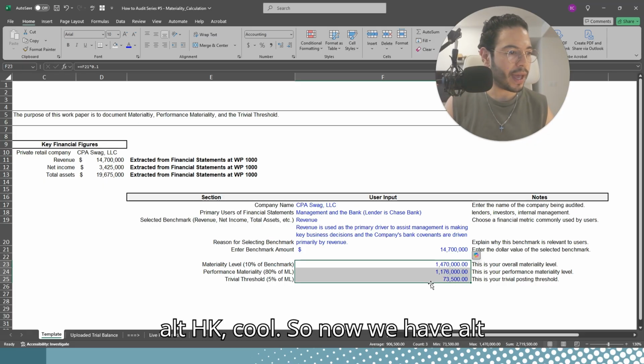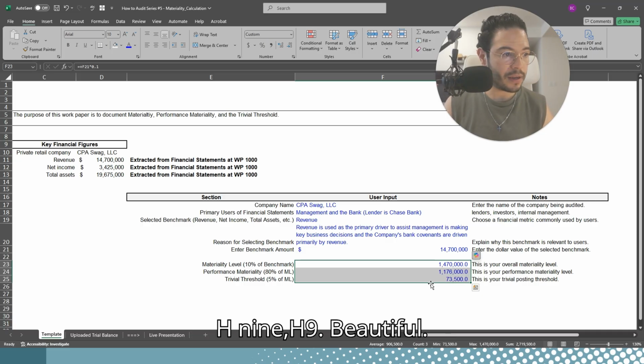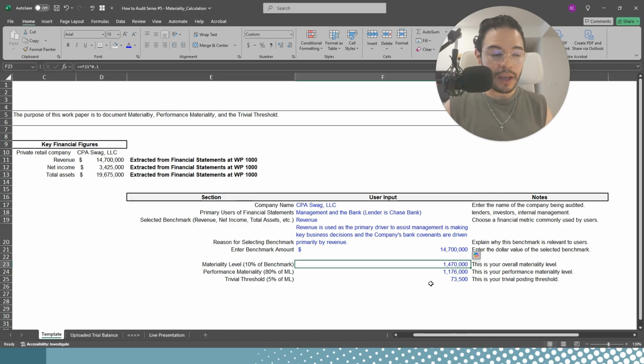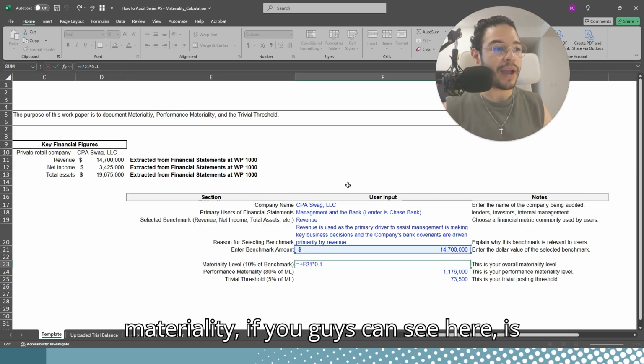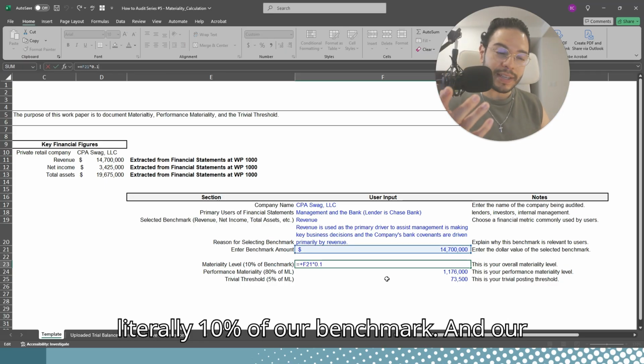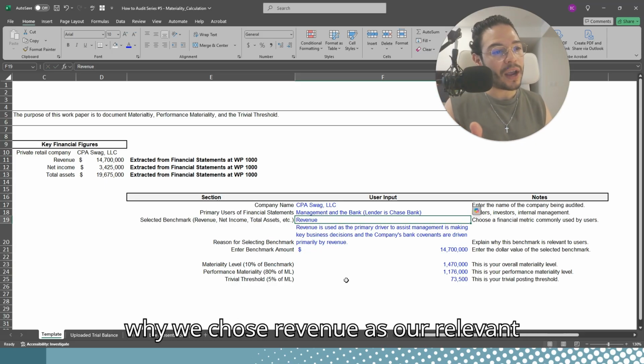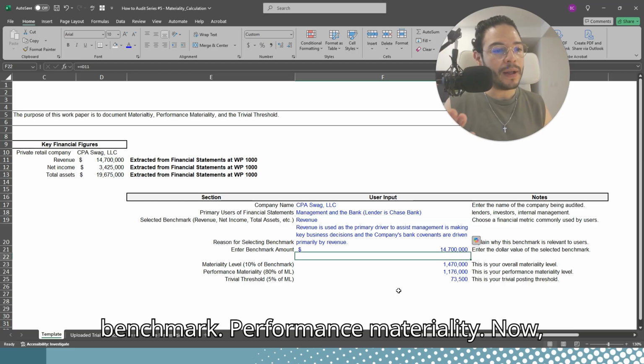Cool. So now we have Alt-H9, Alt-H9. Beautiful. All right. So now we have our materiality. If you guys can see here, it is literally 10% of our benchmark. And our benchmark is revenue, and we documented why we chose revenue as our relevant benchmark.